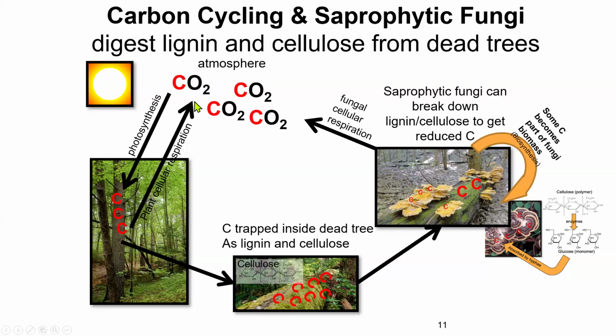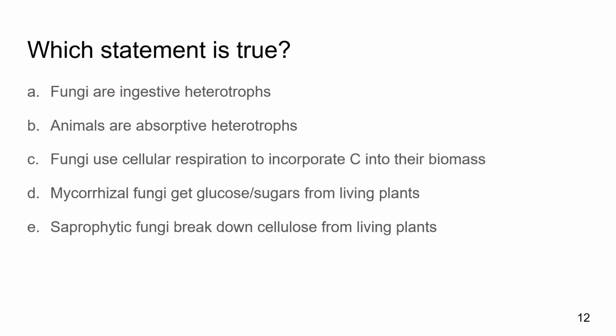And so this is essentially carbon cycling, where these carbon atoms are moving from the air to a tree, from a tree to a mushroom, from a mushroom or fungi back into the atmosphere. And once again, fungi are unique in their ability to break down cellulose, lignin, and these really tough to break down molecules that exist in trees and plants. So given that, which of the following statements is true?